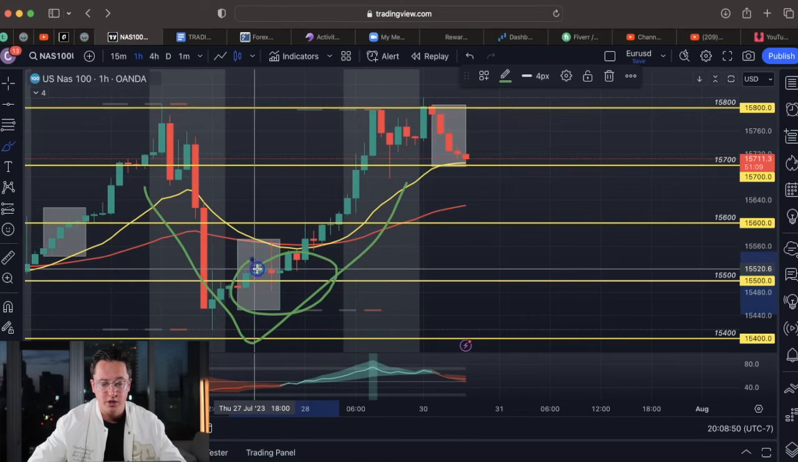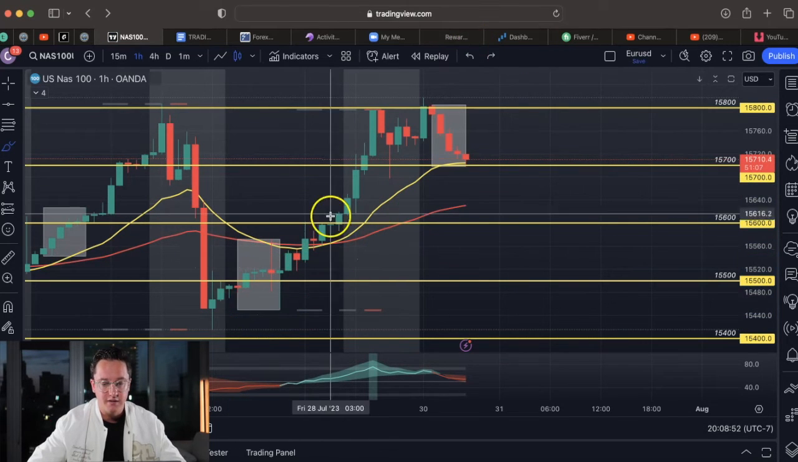Usually I want to get the V bottom a little lower around this area, but it's completely fine. The momentum's already pushing up. Let's go with the flow.